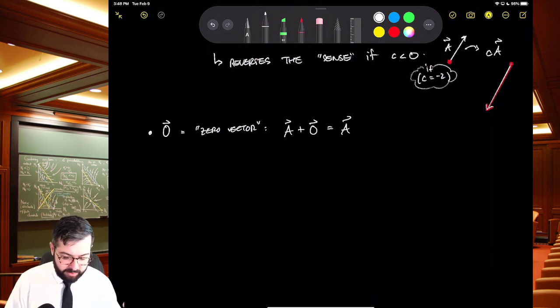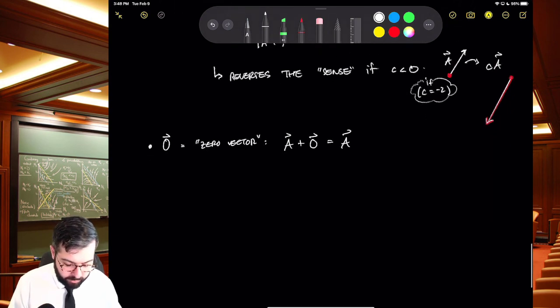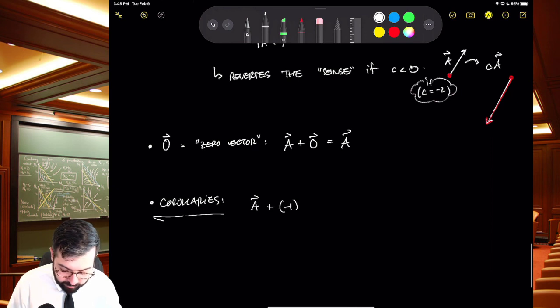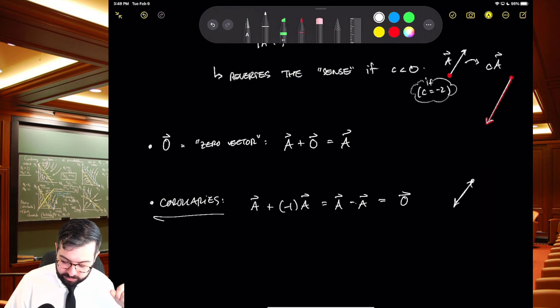So we've got that. We've got the zero vector. We can scale these things. Some other nice corollaries here, which is, A plus -1 times A, or you can think of it as, A minus A. That's going to get you the zero vector, right? Because what's this going to do? Start you down on A, put the tail to tip, and then reverse the sense, and I'm right back where I came from, right?